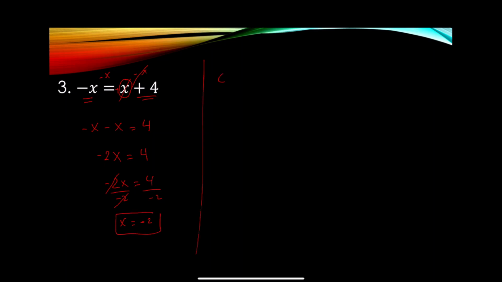Let's check this answer. Instead of negative x, I'll put negative bracket, equal, instead of x bracket, plus 4, and put a question mark. Plug in the negative 2 and negative 2. We know that negative times negative will give us positive, so it's positive 2. Negative 2 and plus 4 is equal plus 2. 2 is equal plus 2. This is correct. So our solution is true.